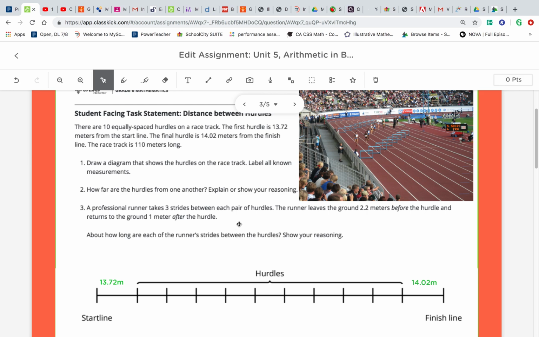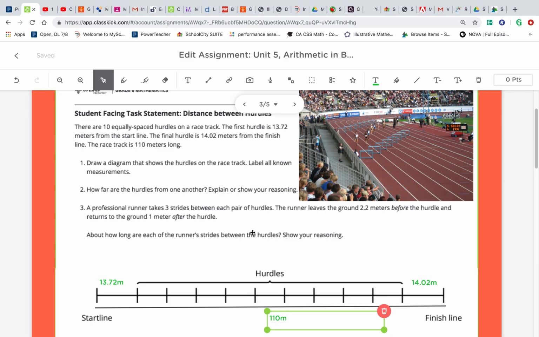Let's go ahead and get into solving some questions about this. The first question is, how far are the hurdles from one another? Well, let's think about what else we know here. We know we have 10 hurdles. We need to think also, how long is the entire racetrack? If the entire racetrack is 110 meters, we can think in terms of this being all 110 meters. So I'm going to draw a straight line and we're going to show the entire track here is 110 meters.